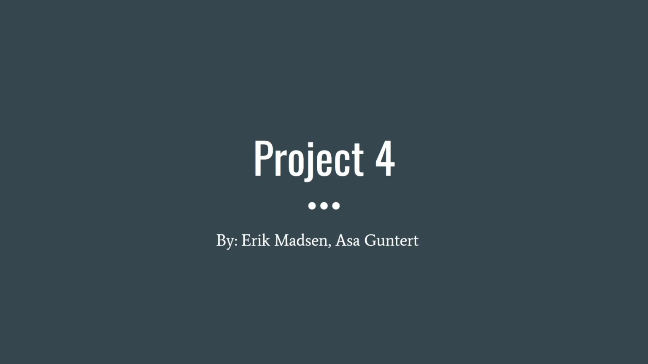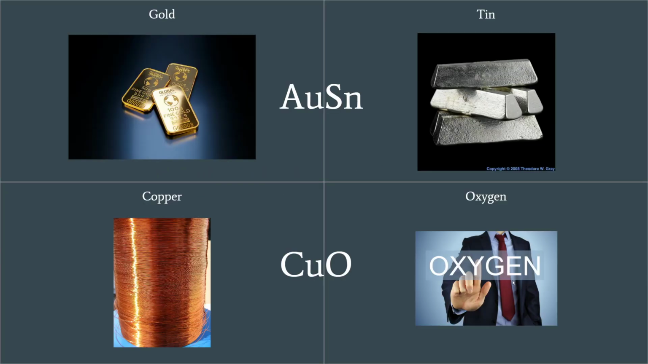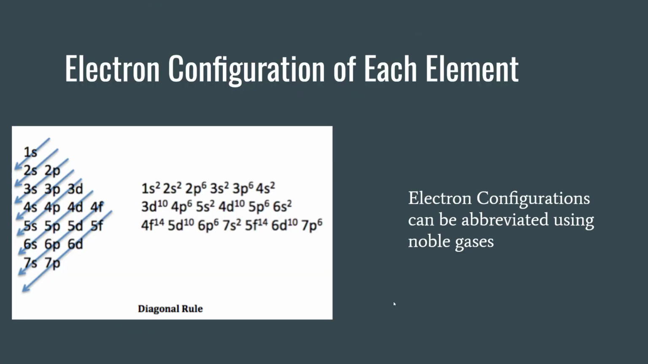Hello again, everyone. We are back with Project 4. Of course, you know what materials we have from the last projects. We have gold tin alloy and copper oxide. Now let's get into the electron configurations of each element.